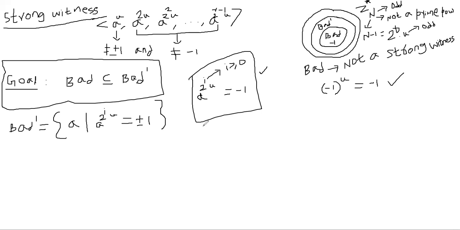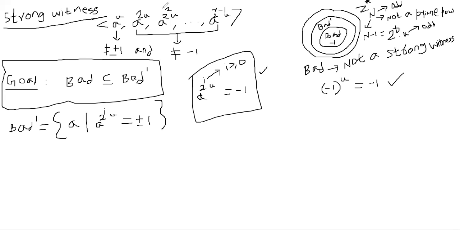Take an element A from bad. What does it tell us? It is telling us that either a power u is equal to plus or minus 1, or a power 2 power some power of 2 times u is equal to -1. Otherwise, a will be considered as a witness. So that is basically the reason why we say a belongs to bad. This property must be violated. It cannot be a strong witness. That's basically the definition of an element A belongs to bad.